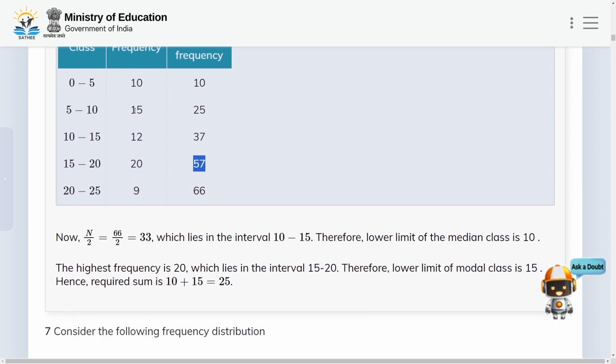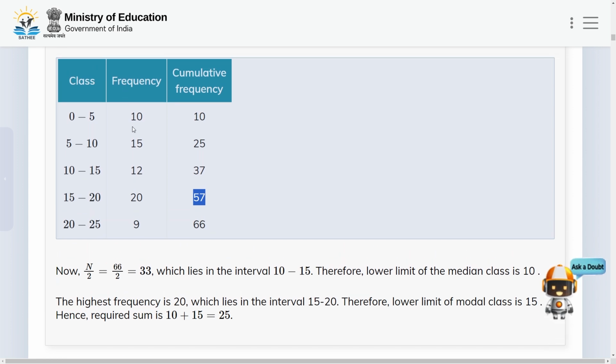Okay, so if we sum these values, we get 66. So the value of n, which is the summation of frequencies, is equal to 66. Now n by 2 is 66 by 2, that is equal to 33. The cumulative frequency just greater than 33 is 37, and the corresponding class interval is 10 to 15. Therefore the median class is 10 to 15.